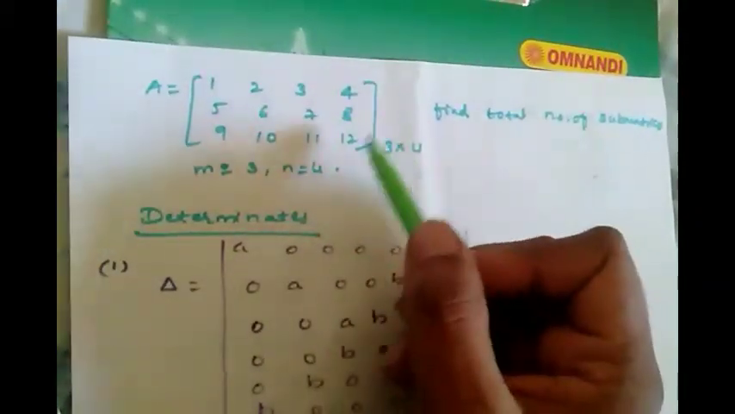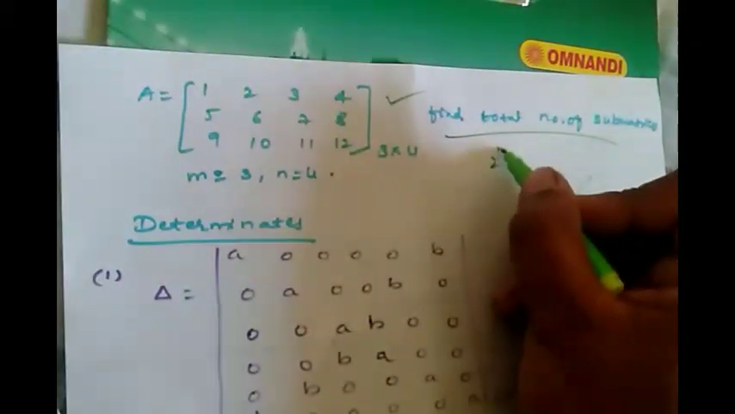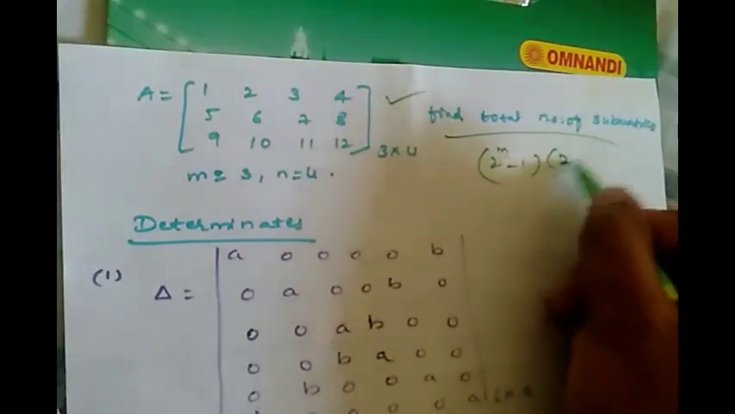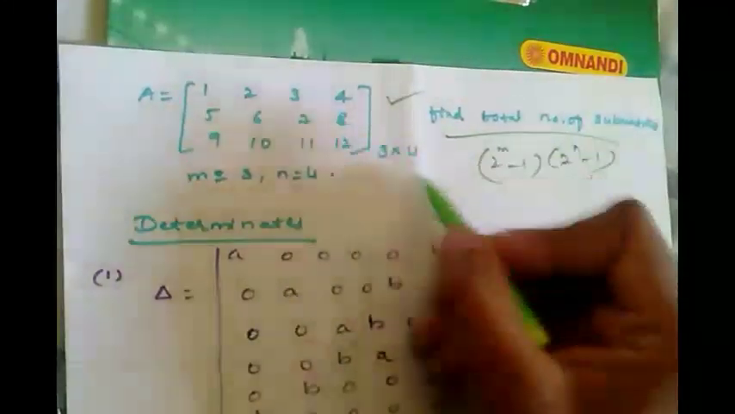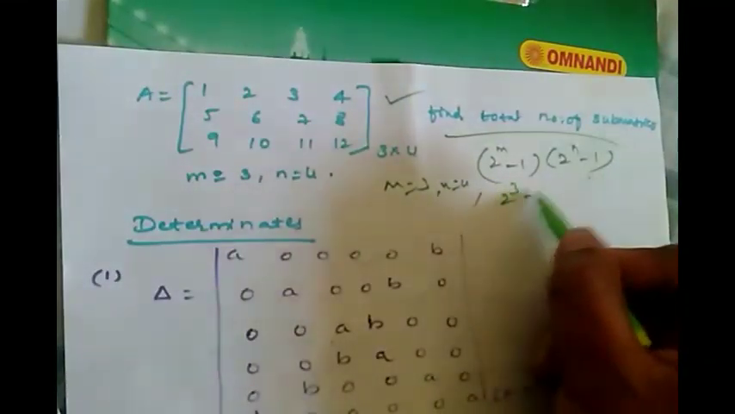Let me take one example: the total number of submatrices of all. Find the total number of submatrices of this matrix. I am already given the formula: (2 power m minus 1) into (2 power n minus 1). Here m is equal to 3 and n is equal to 4, so (2 cube minus 1) and (2 power 4 minus 1). Solve this, we get the answer.